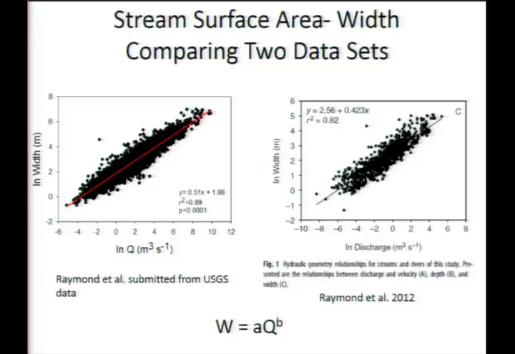This relationship is well known, and as you can see, it's fairly good. So there is a relationship where width is equal to discharge raised to an exponent times a coefficient. But you can see even with these two data sets, we have different exponents and different coefficients.